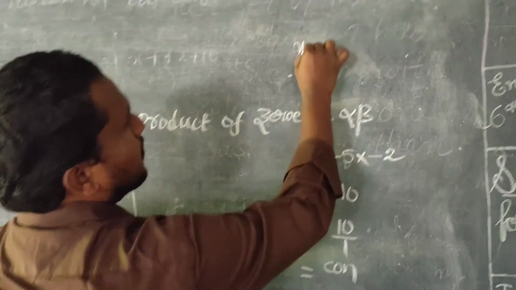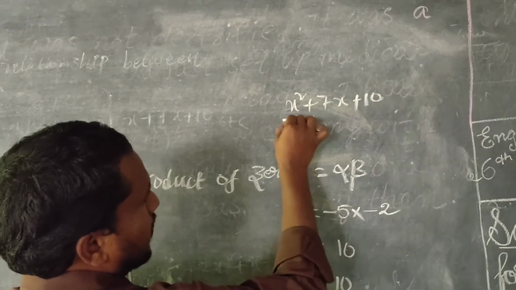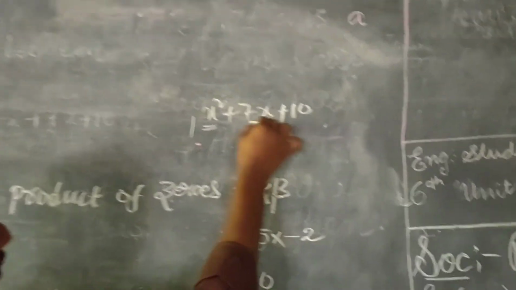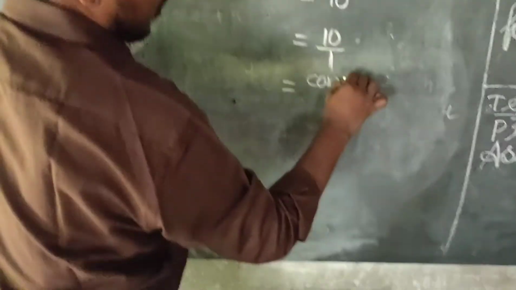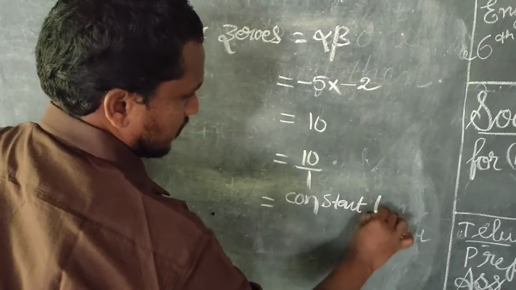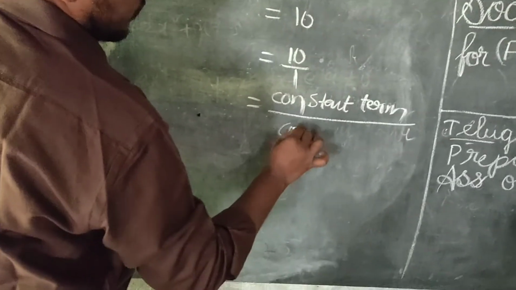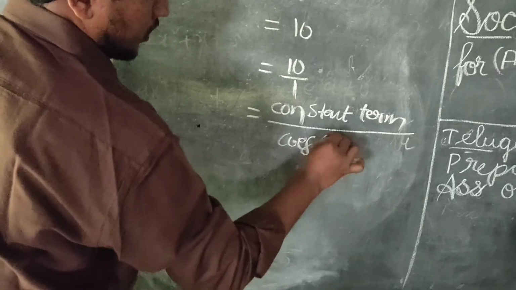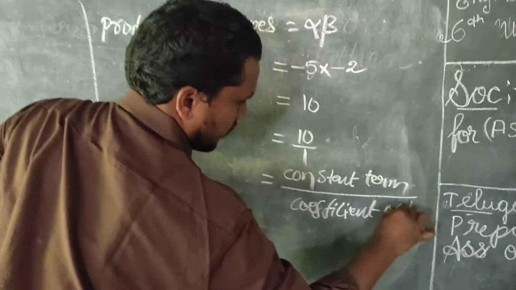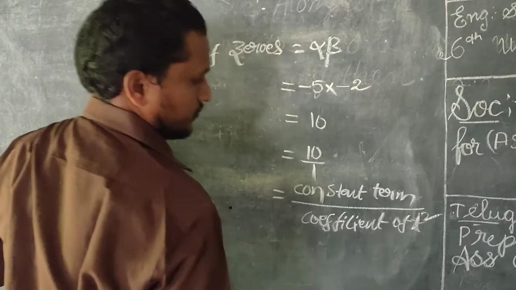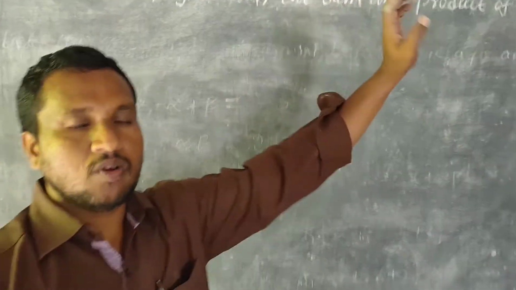Already we know the given polynomial x square plus 7x plus 10. Here the x square coefficient is 1, the x coefficient is 7, and the constant term is 10. So the product of the zeros is the constant term by the coefficient of x square. Okay? Understood all of you? Okay.